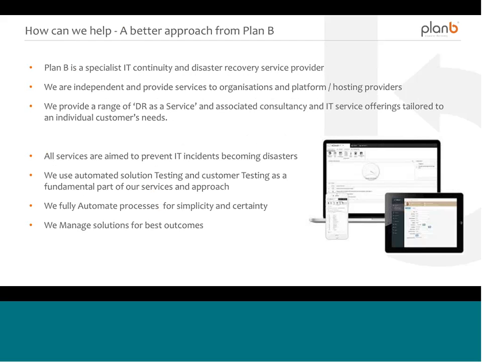Okay, so broadly, how can a better approach help from Plan B? We believe we're unique in the industry in taking a holistic approach to DR, where we look at the whole thing, we look at outcomes, and we use testing as an absolute fundamental control. So we are a specialist. We do understand the requirements, and we do understand how to make these things effective.